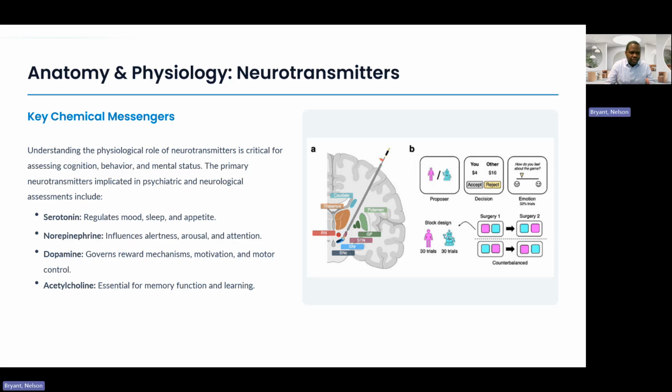I'm pretty sure you remember all of these four neurotransmitters. For example, serotonin, which is involved in mood and sleep. Norepinephrine is the most common too, involved in arousal. And dopamine is another one involved in reward and control. And acetylcholine, it's involved in memory and learning. And most people with Alzheimer's have deficiency in this neurotransmitter.